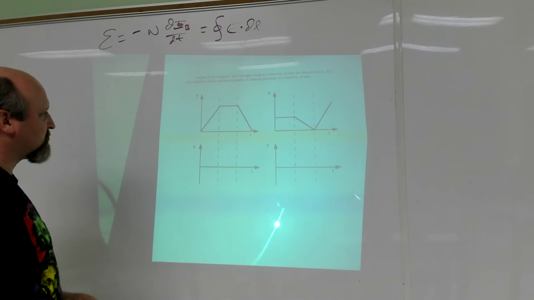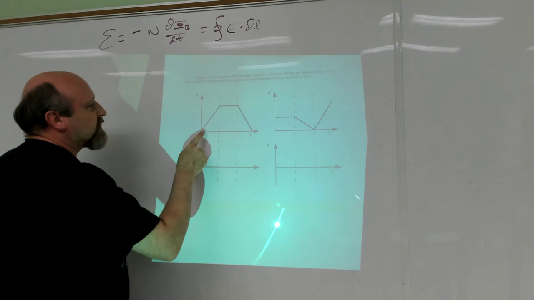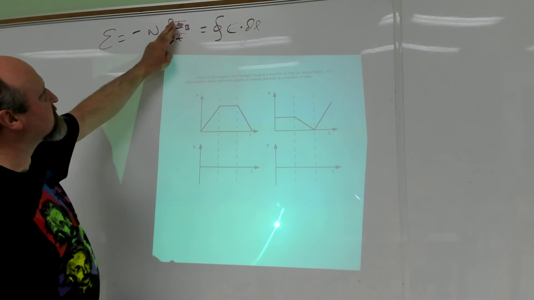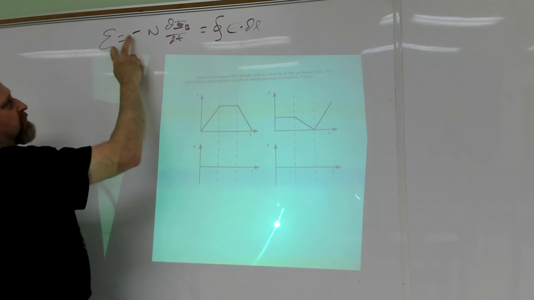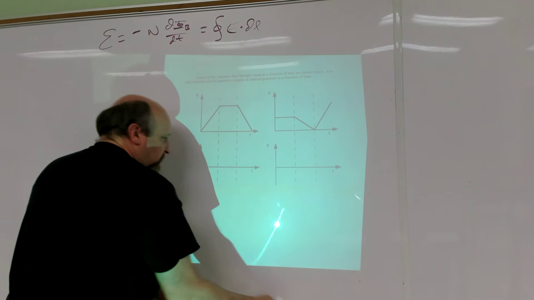So for this first part, right here, it's a straight line. And what straight means is the slope here, slope here, slope here is all the same. If it's a constant slope, it's a constant d phi B dt. My EMF has to be constant. So this is going to be a constant value in this region of the graph. You say, but this is a positive slope, so I need a negative voltage. So this graph is going to look like this, down in the negative region of the graph.